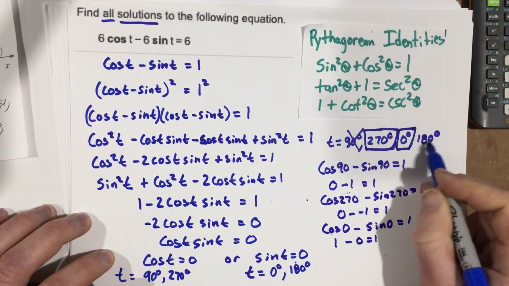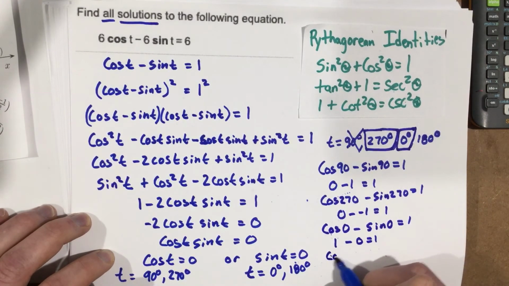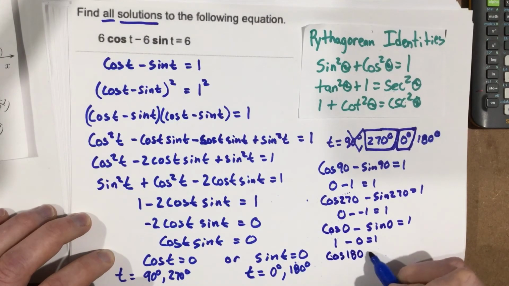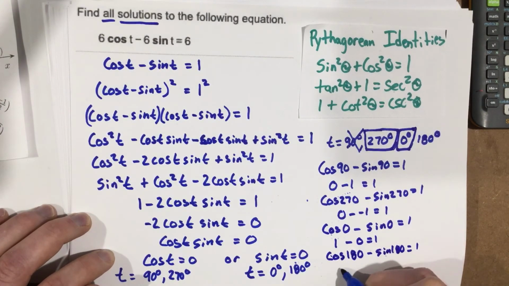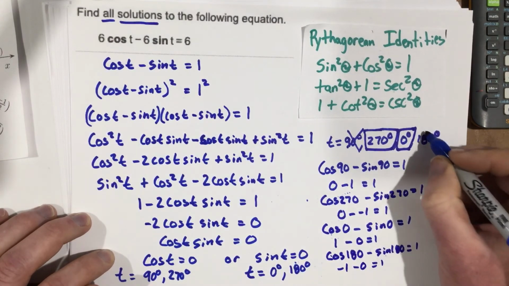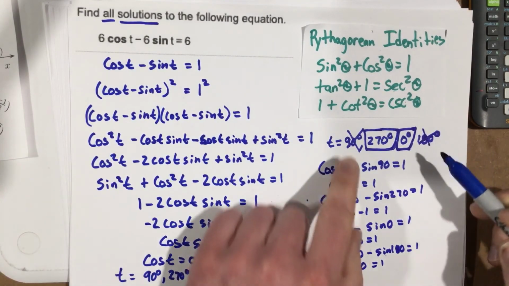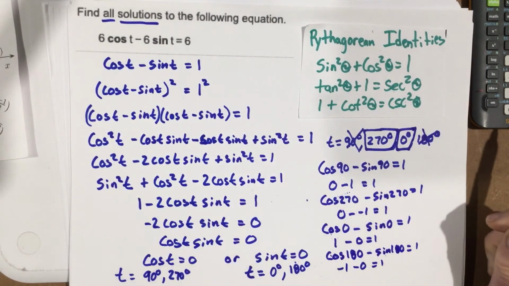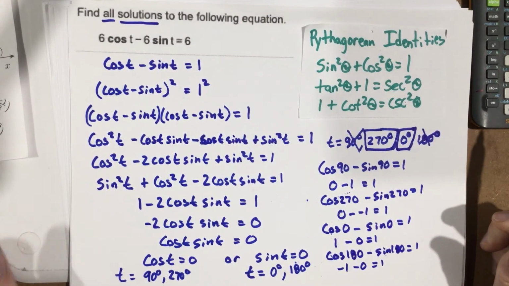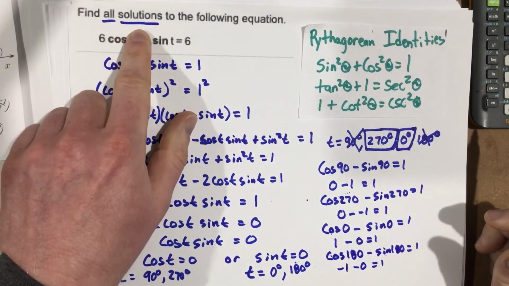Now at this point, I'm thinking 180 is not going to work. Let's double check it. Cosine 180 minus sine 180 equals 1. And cosine 180 would be negative 1. Sine 180 is 0. Does that work? No, it doesn't. So I have ruled out two of the solutions, and the other two are the answers to the problem. But they want to know all solutions, right? They said find all solutions.